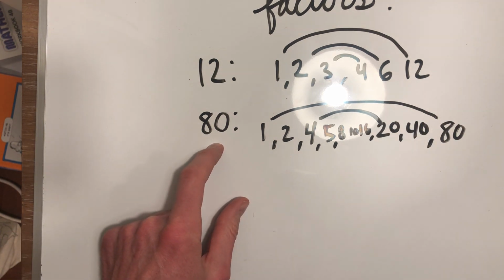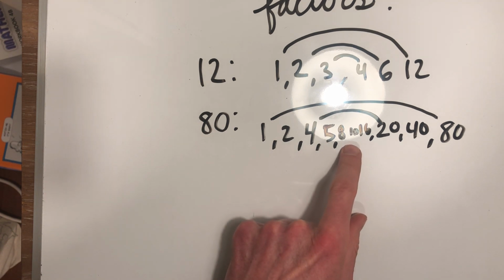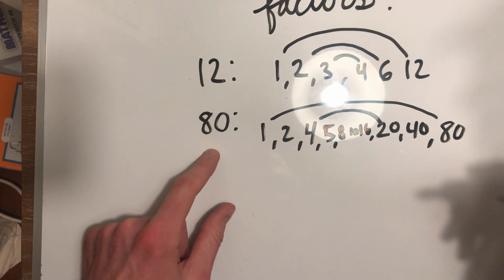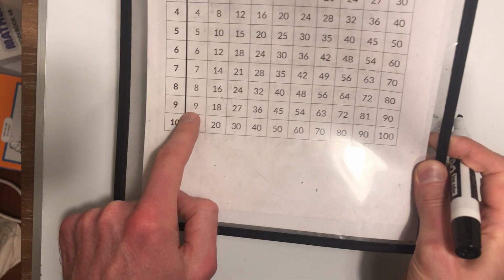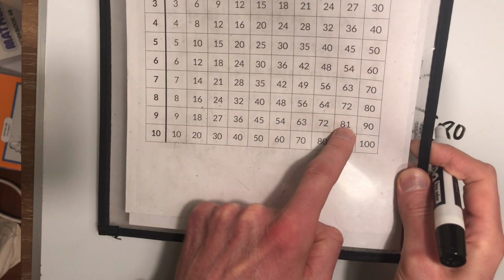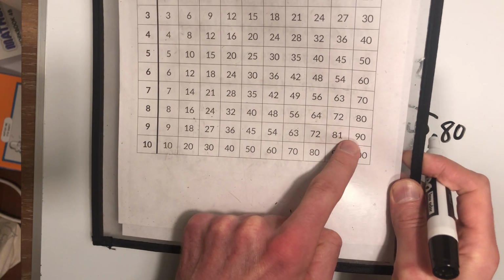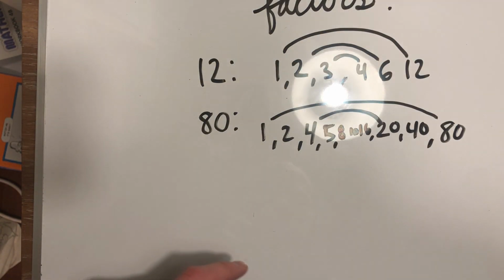And then will 9 go into it? It'd have to be like 9 times 9. No, that's 81. If you want to check it out. Does 9 go into 80? No, 9 times 9 is 81. I don't see 80 on there. So I got them all.